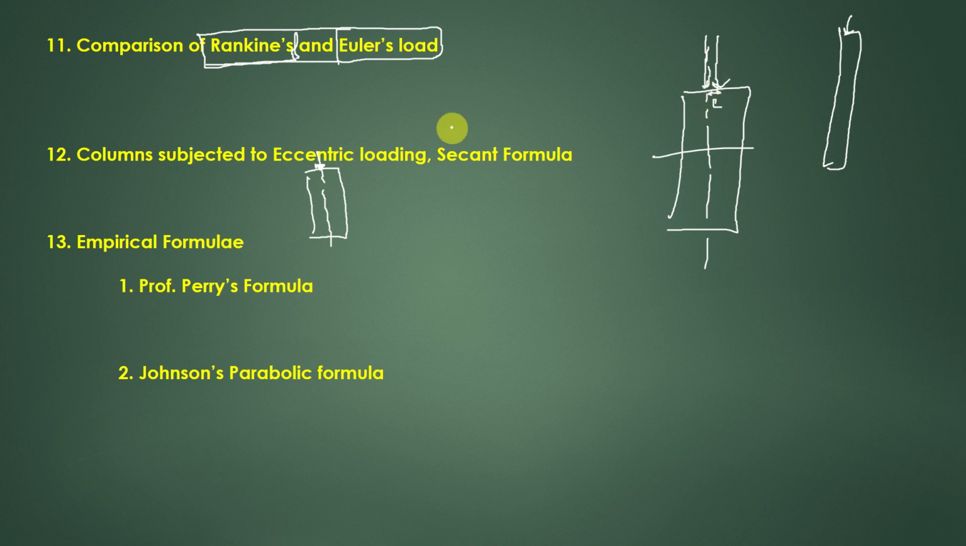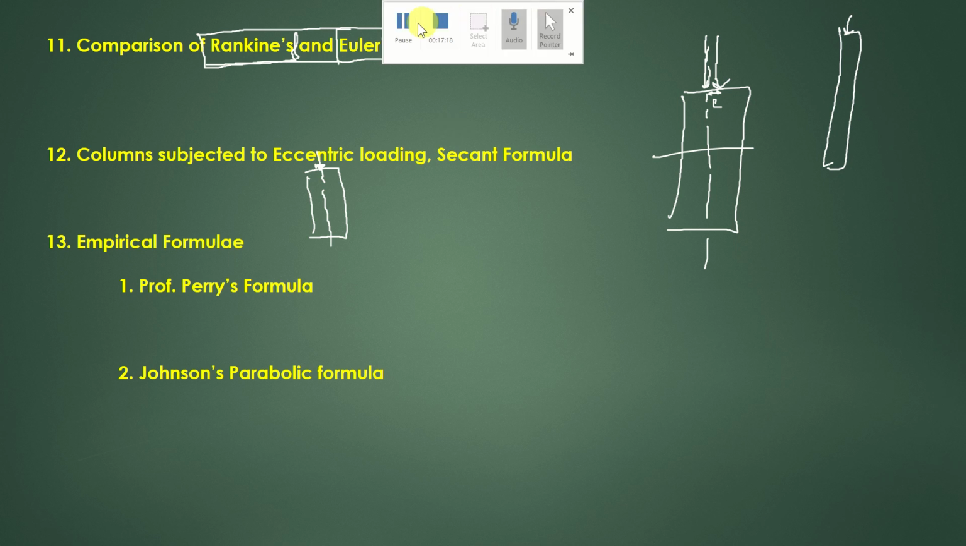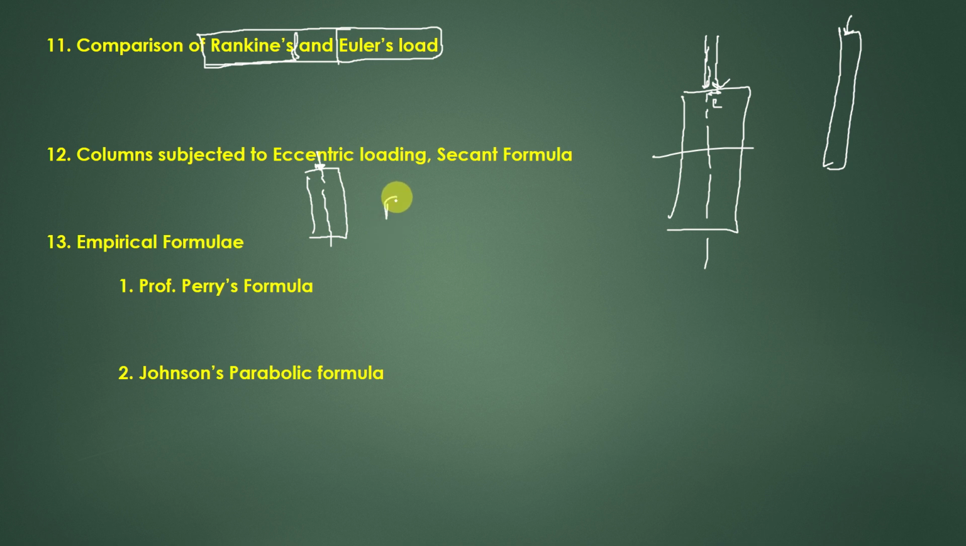In such cases, we again have the secant formula. It is a simple formula and the derivation is also simple. You just see the notes: P by A plus P into e secant of L by 2 under root of P by EI, by 2. So P by A is the direct stress, and the other term is the bending stress due to the eccentric load. So that is the maximum stress in the column when it is subjected to eccentric loading.